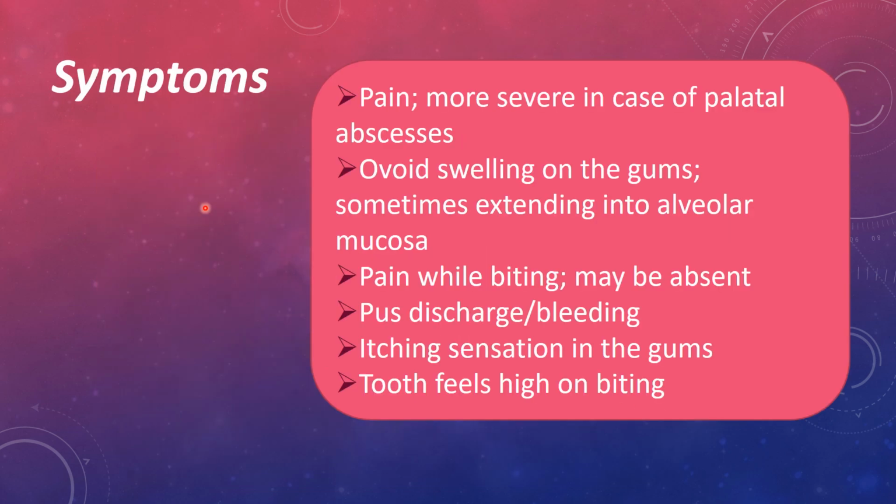So what are the symptoms of a periodontal abscess? Definitely pain will be there, which will be more severe in the case of palatal abscesses compared to other areas. And swelling on the gums, sometimes extending into the alveolar mucosa. The other symptoms: pain while biting may be absent, but pus discharge or bleeding can be seen. Itching sensation in the gums, and the tooth feels high on biting.